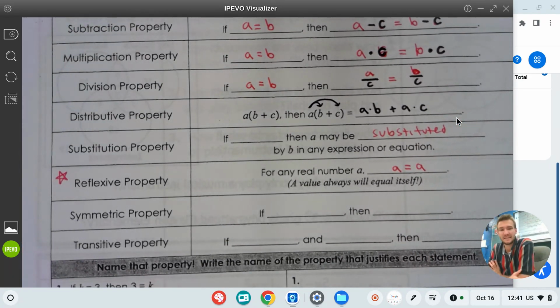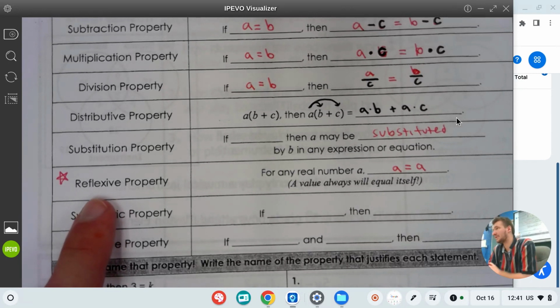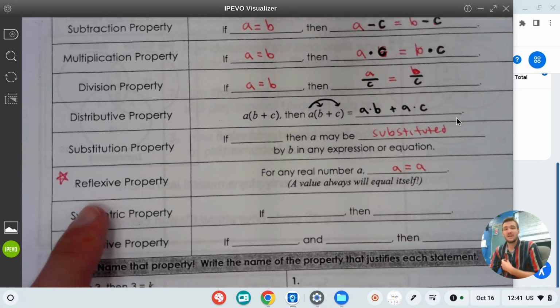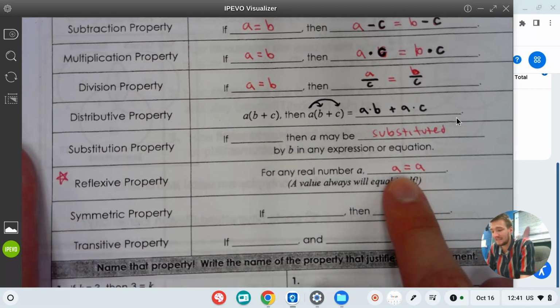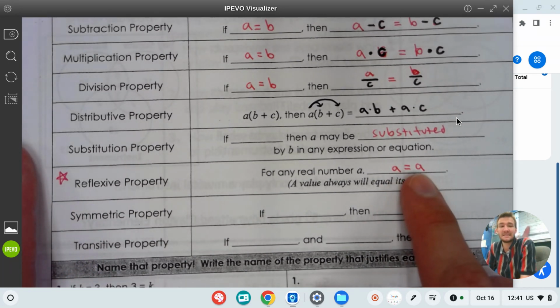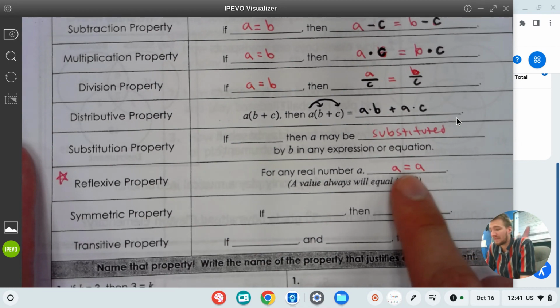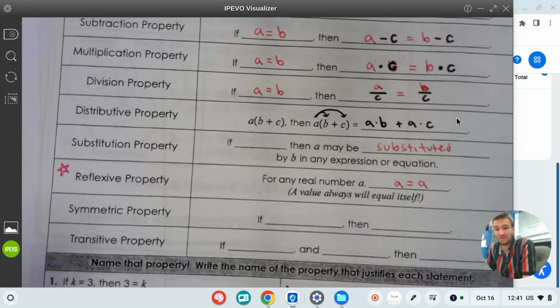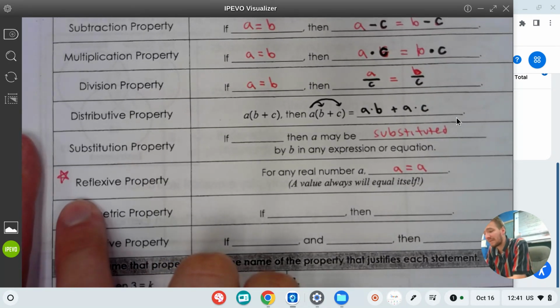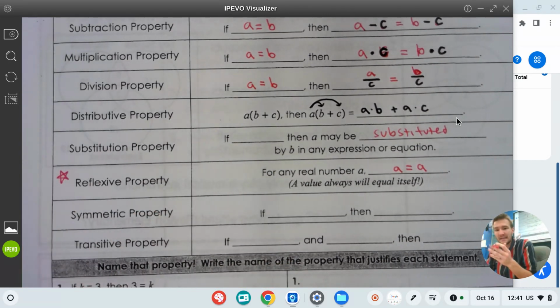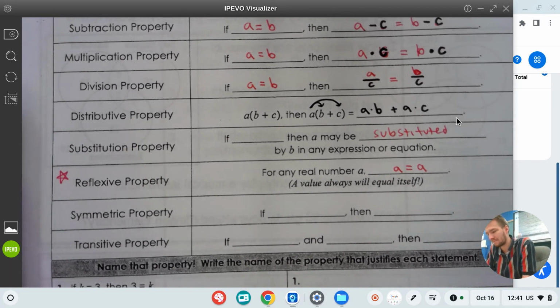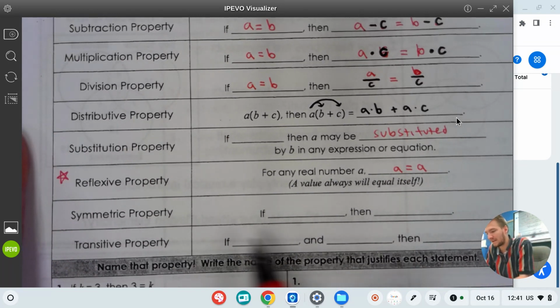And as ridiculously basic as that is, reflexive property is somehow one of the most missed questions, because reflexive is not a word that you've really ever heard in math before. The best thing I can think of is that you can think of it like reflecting in a mirror, right? So reflexive property is reflecting a mirror. A equals A. It's looking at itself in the mirror. I don't know. That's the best I can do for you there.